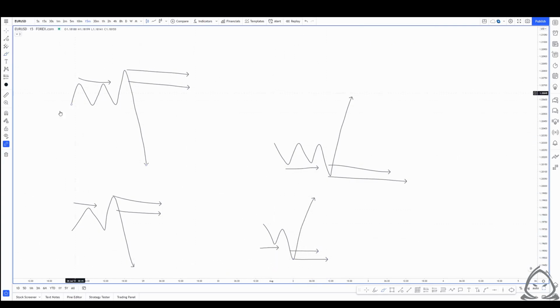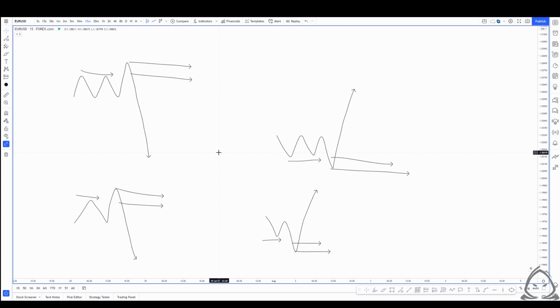Now, of course, in many of these cases, we're also going to get a break of structure, but not always are we going to get a break of structure. So the combination of breaks of structure and sweeps of liquidity are going to be massive probability increasers for supply and demand zones as we're looking at price, because what this is showing us is that price is taking out liquidity before a move's happening.